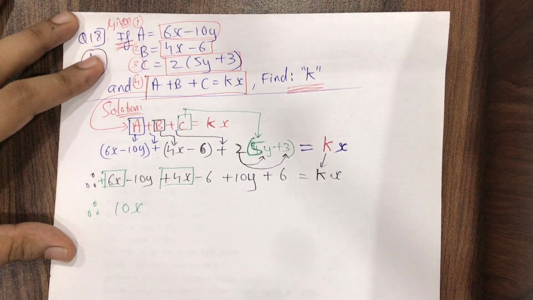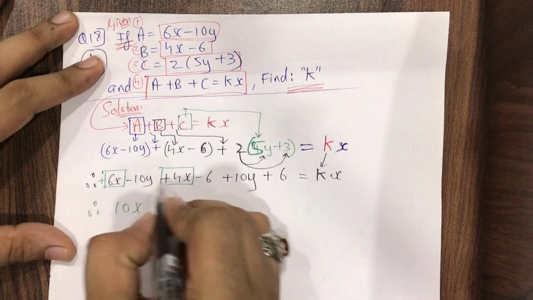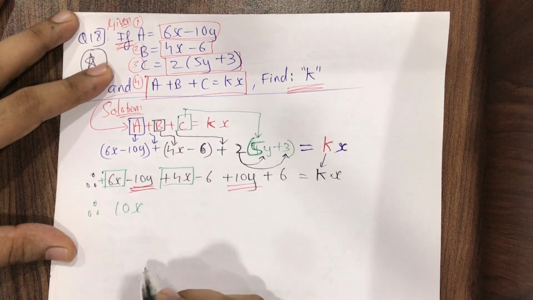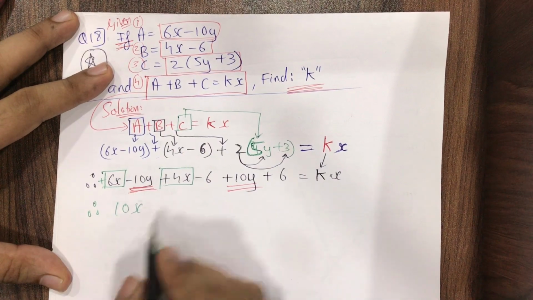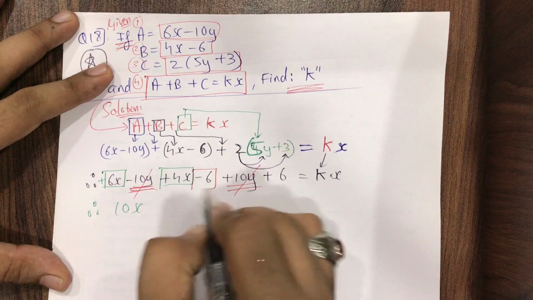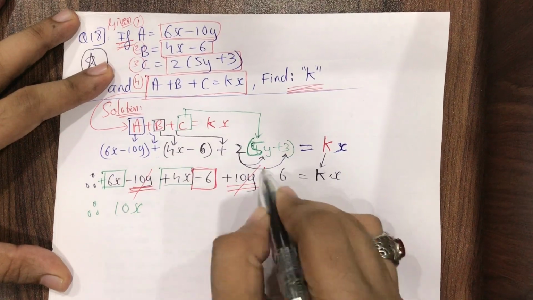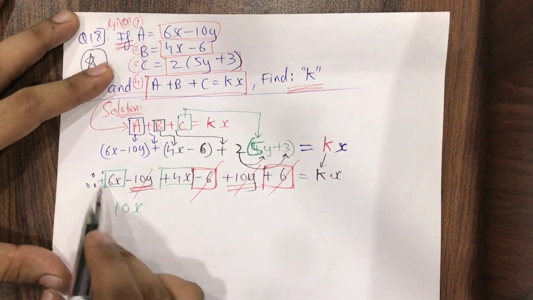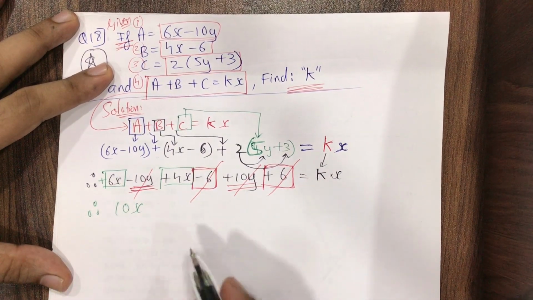Now let's note down the terms which have y. So it's minus 10y here and plus 10y here. Students, can I cancel them? Yes, I can cancel them. Then I'm left with minus 6 over here and plus 6 here. Once again, minus 6 plus 6 cancels. Is there any term remaining? No, that's it, students.